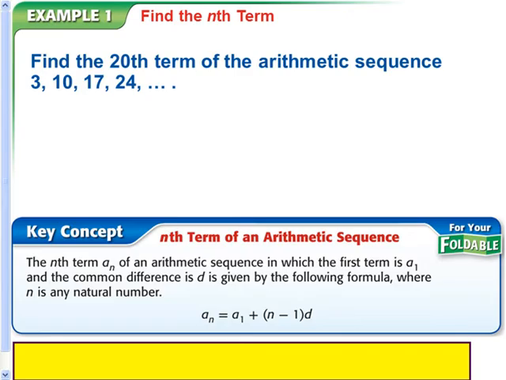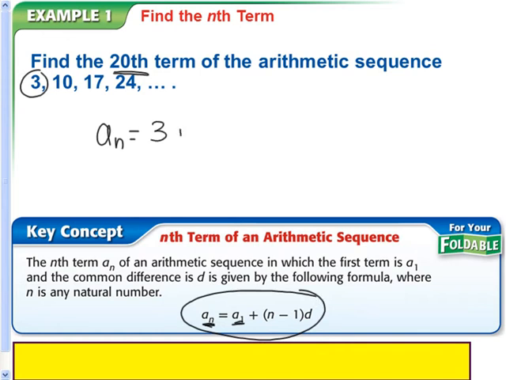So let's take a look at this one first. Find the 20th term of the arithmetic sequence. So I've got up there the notes of this equation, because we're going to rely on this equation down here. So a sub n is the value of the term that we're looking for. We're looking for the 20th term. We don't know what that value is, so we put a sub n. A sub 1 is our first term, which was 3, plus the n is the term we're looking for. Well, we're looking for the 20th one, minus 1, and then d is our common difference.